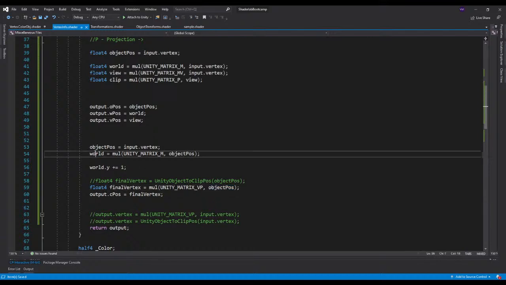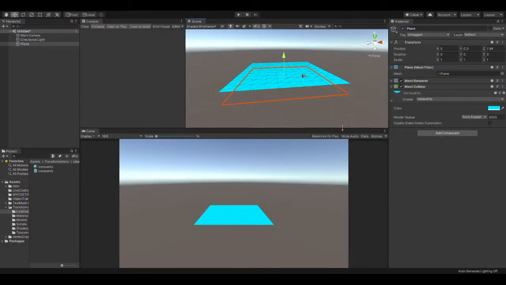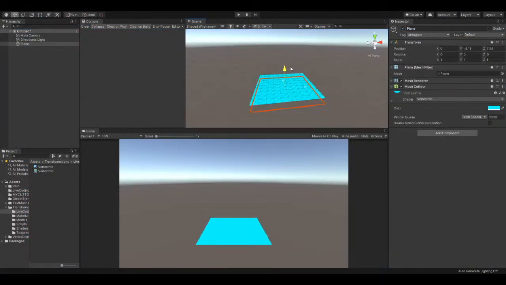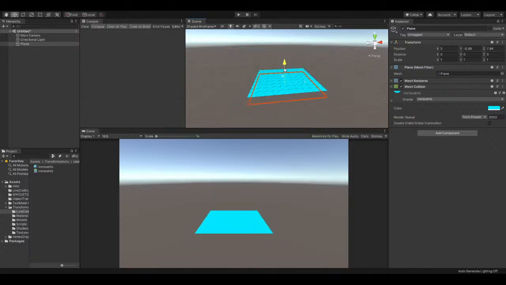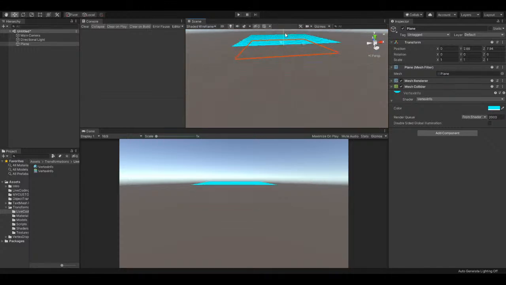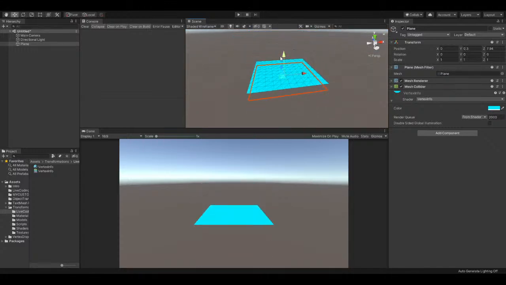But there's no object position. Let me give the world position. Let's see if there's an error. No, there is no error. Now you see, this is what happens when you provide this in the world space. It's the same effect, correct? But it is in the world space.